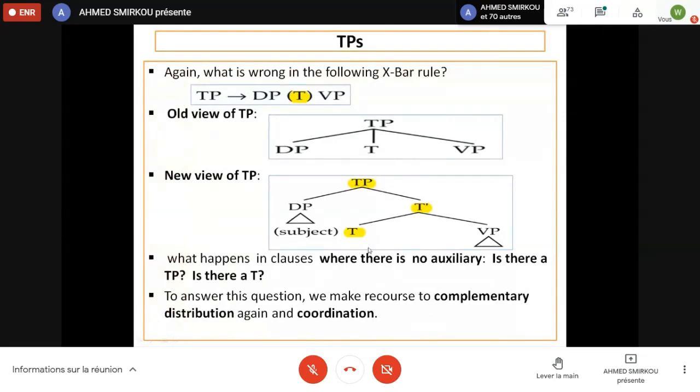Please, this is very interesting. Because now we have proven that under T, you should have both auxiliaries, will, can, should, etc. And ED of the past, and S of the subject-verb agreement, and ING, etc. Because they should also be branched under T. Because we said they occur in complementary distribution with auxiliaries, which means they are also tense. They should also branch under T.